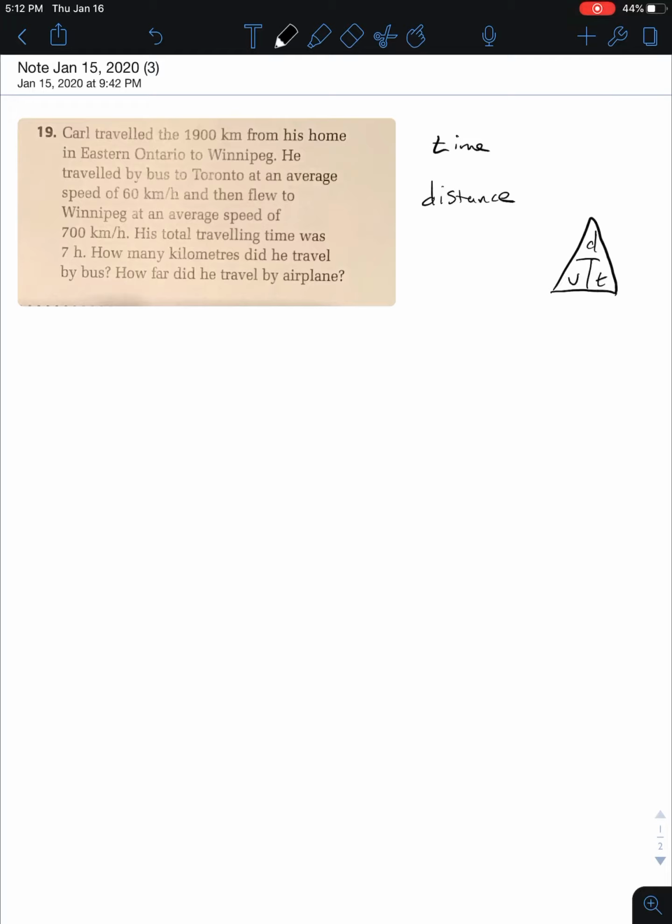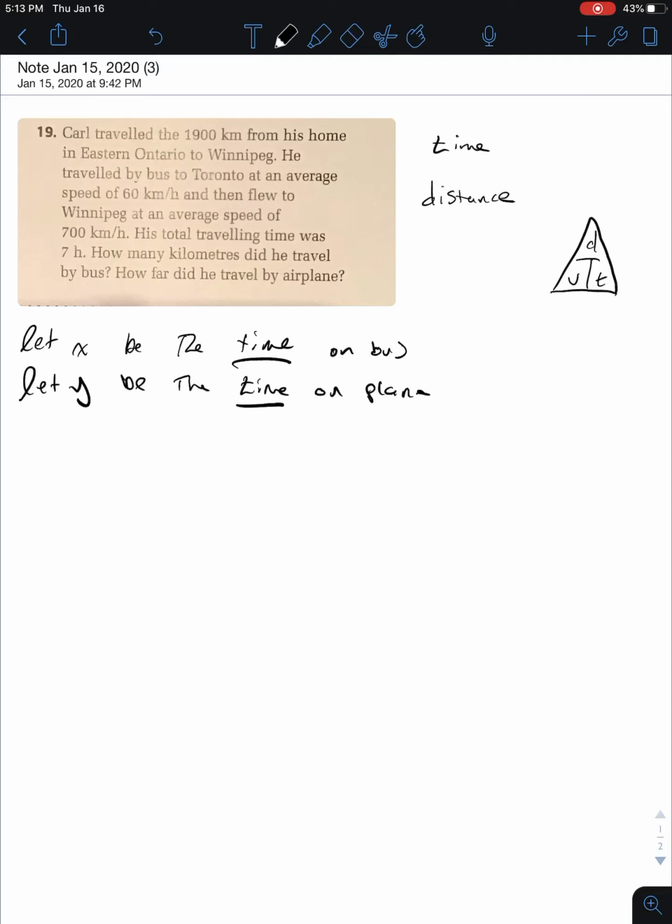So when I write this, I would have said my let statements: let x be the time on bus, and let y be the time on plane. Then I can set up, okay, well, I know the total amount of time, right?